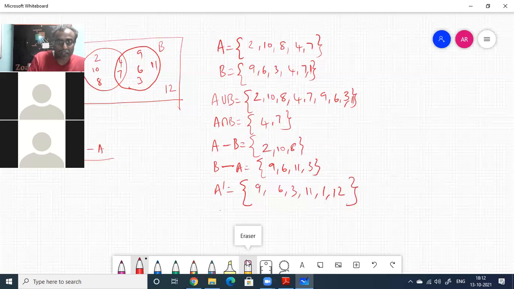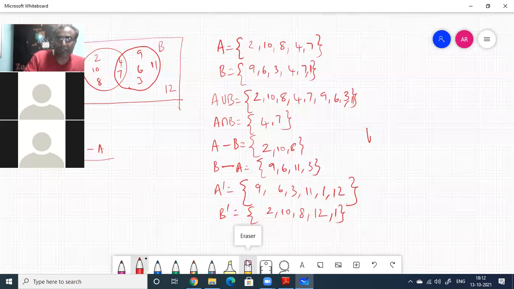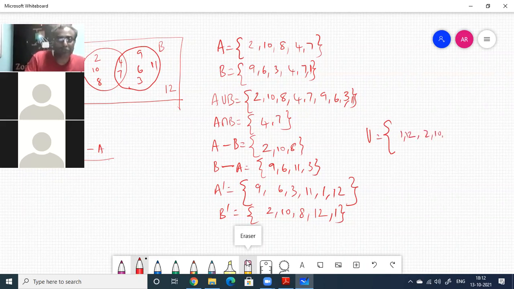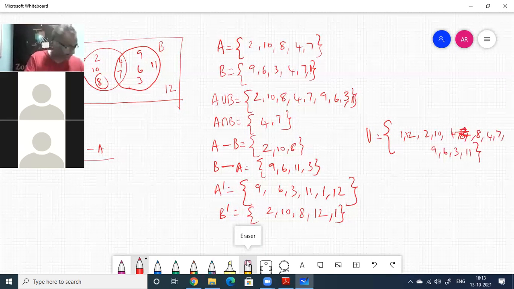Okay. Arpana can tell me B complement. Everything that is not in B. 2, 10, 8, 12, 1. Okay, very good. B complement. Union. Sandhya, union. 1, 12, 2, 10, 4, 7, 9, 6, 3, 11. Why did you go from 2, 10 directly to 4, 7? Who will tell 8? I said 8, uncle. Okay, 2, 10, 8, 4, 7. Then 9, 6, 3, 11. Very good. Okay, union. You finished the first exercise.